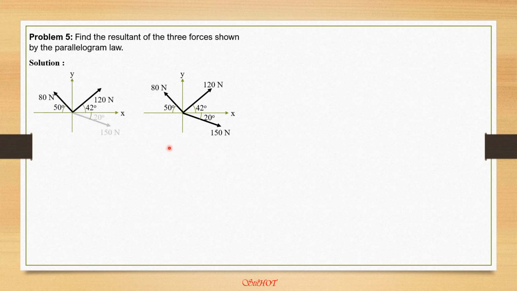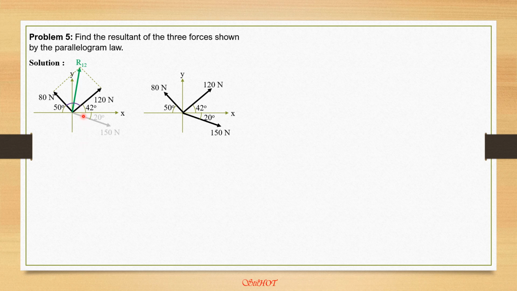We first compute the resultant between the 80 and the 120 Newton force. So the angle here is 180 minus 50 minus 42. So this is the parallelogram. That's the resultant, of course. Let's call the resultant between the 80 and 120 Newton force R12. Then after we compute R12, we combine it with this third force, 150 Newton force, to form another parallelogram to compute the final resultant.